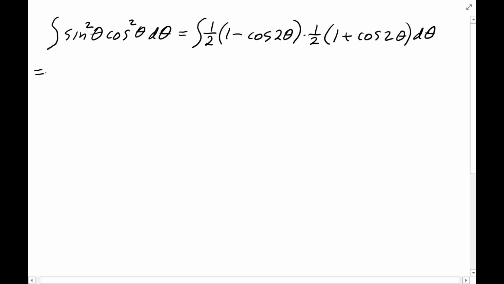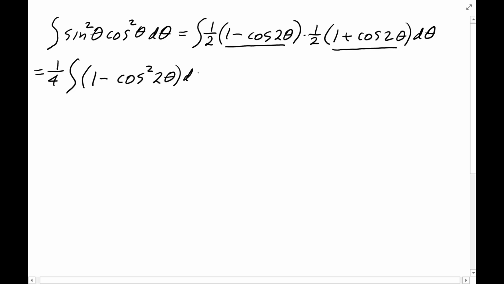Okay, we can simplify this integral by multiplying the 1/2 times 1/2 and pulling that out of the integral, and then using FOIL to multiply 1 minus cosine 2 theta with 1 plus cosine 2 theta. And you notice that's kind of like a difference of squares. So when we multiply that out, we're going to get 1 minus cosine squared of 2 theta. But now we have a cosine squared of 2 theta.